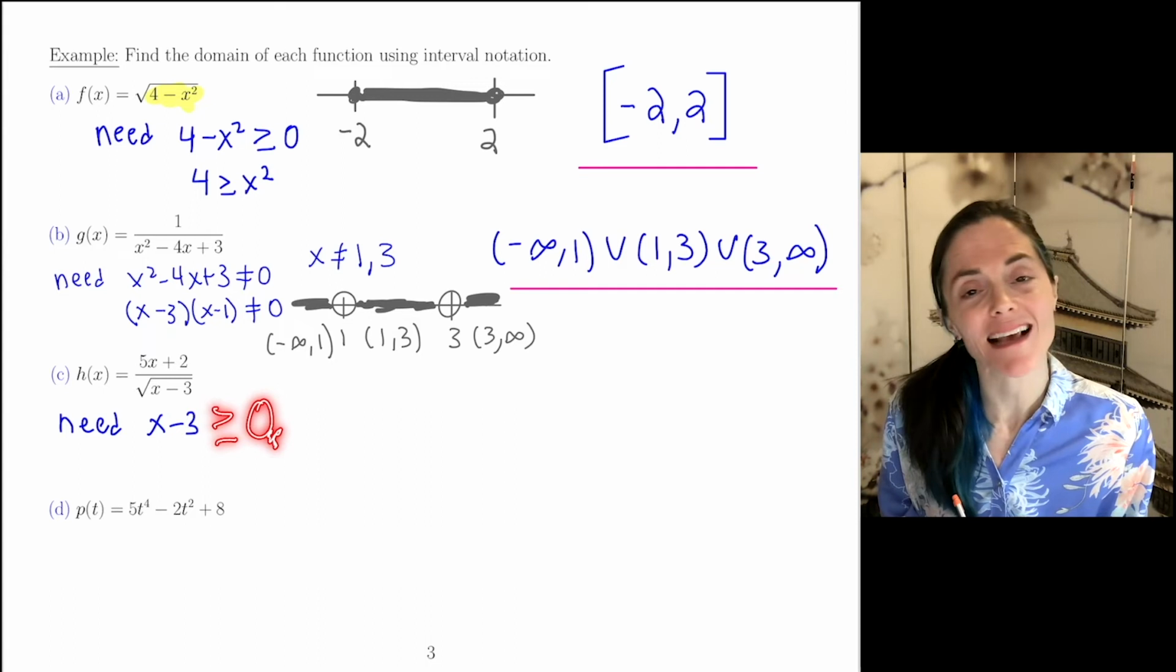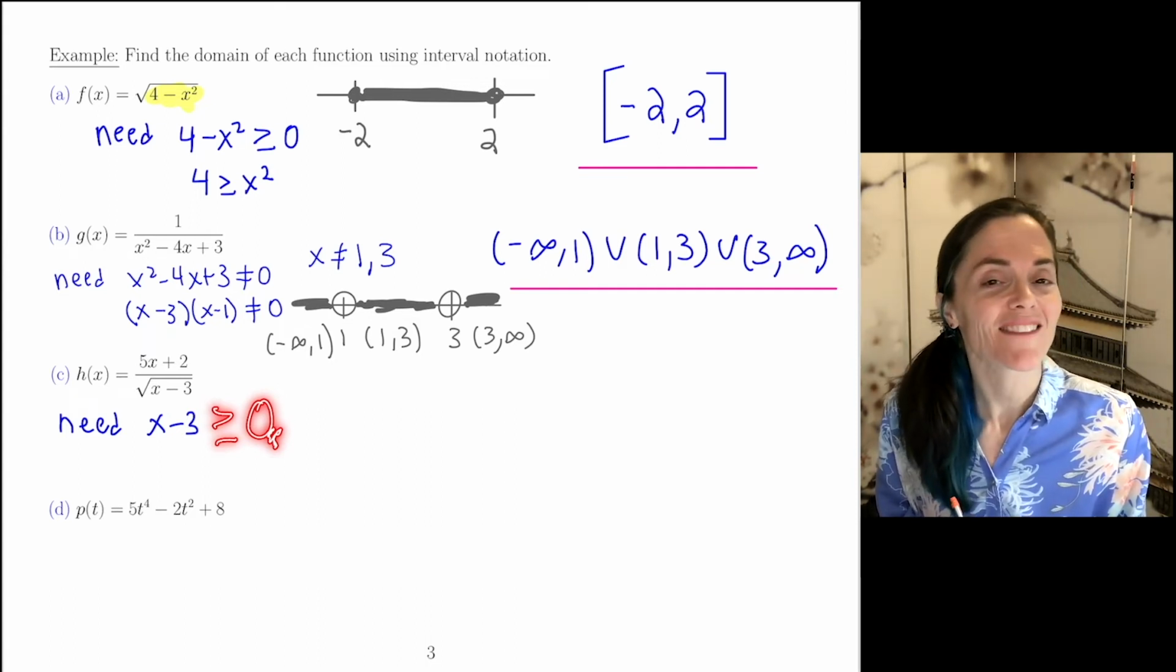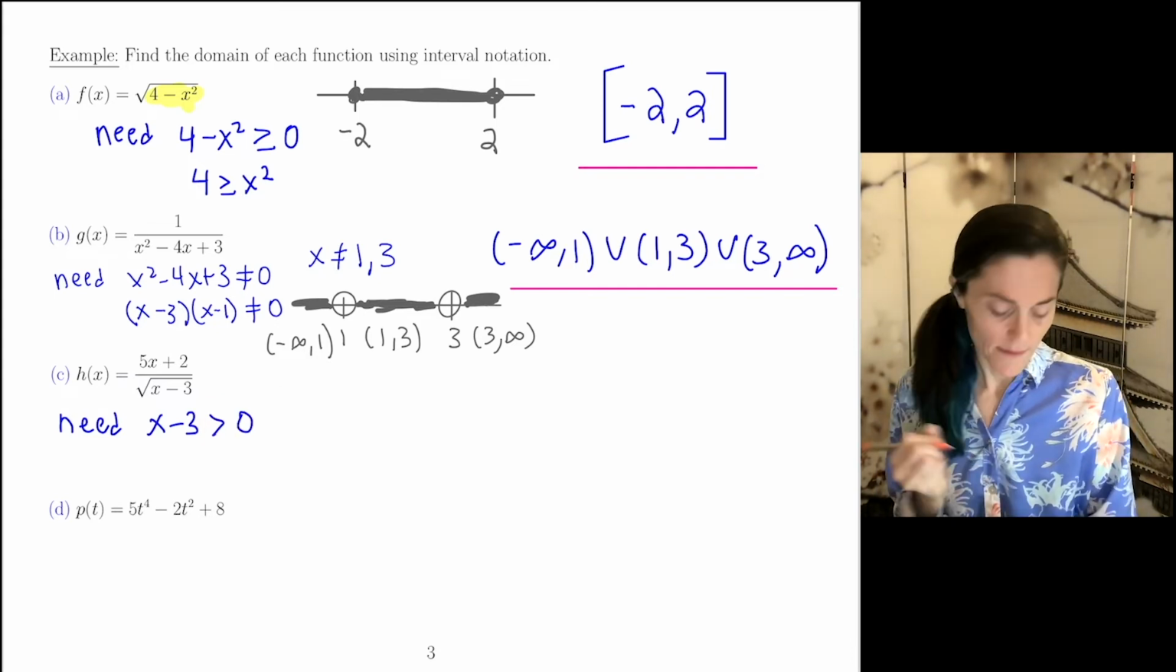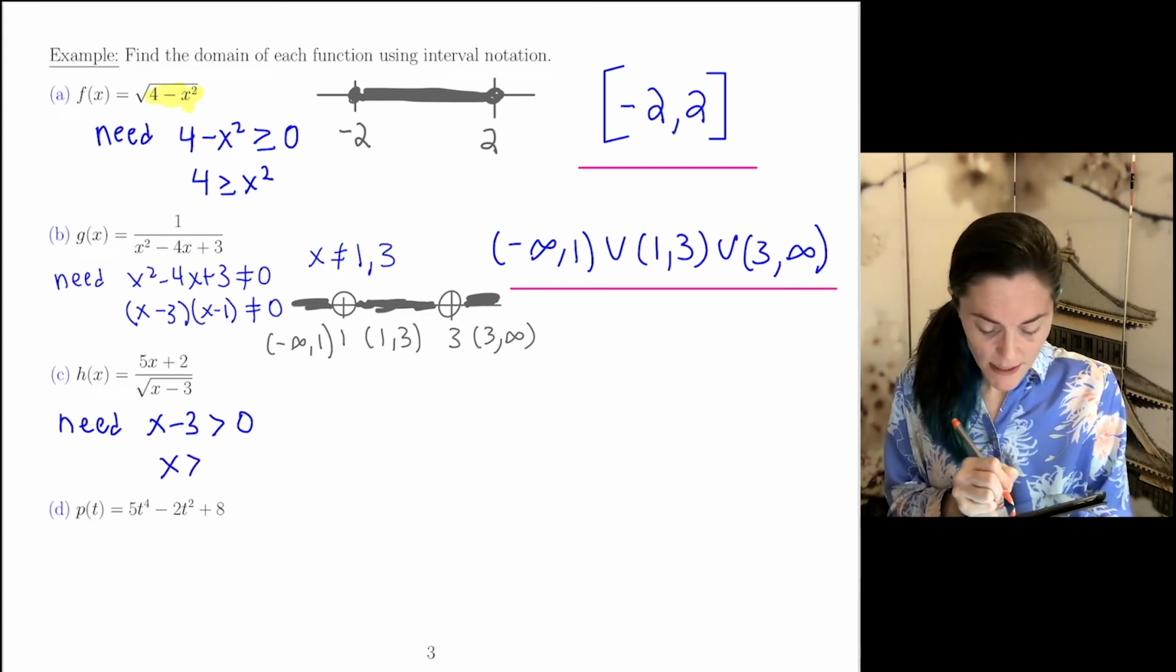But what happens when x minus 3 equals 0? Then we're dividing by 0, and we cannot do this. So what I need here is strictly bigger than 0. And here I could just add 3 to both sides.